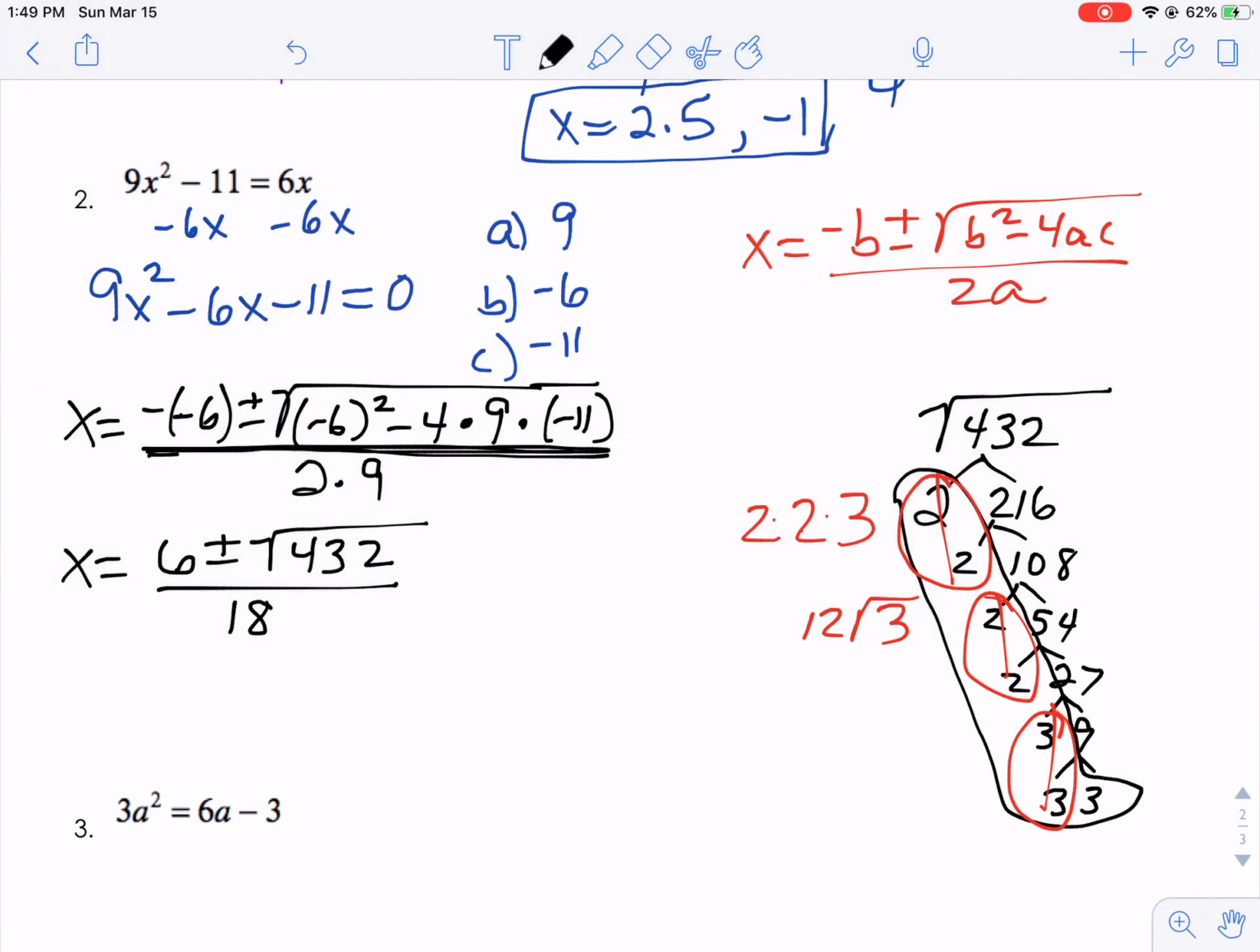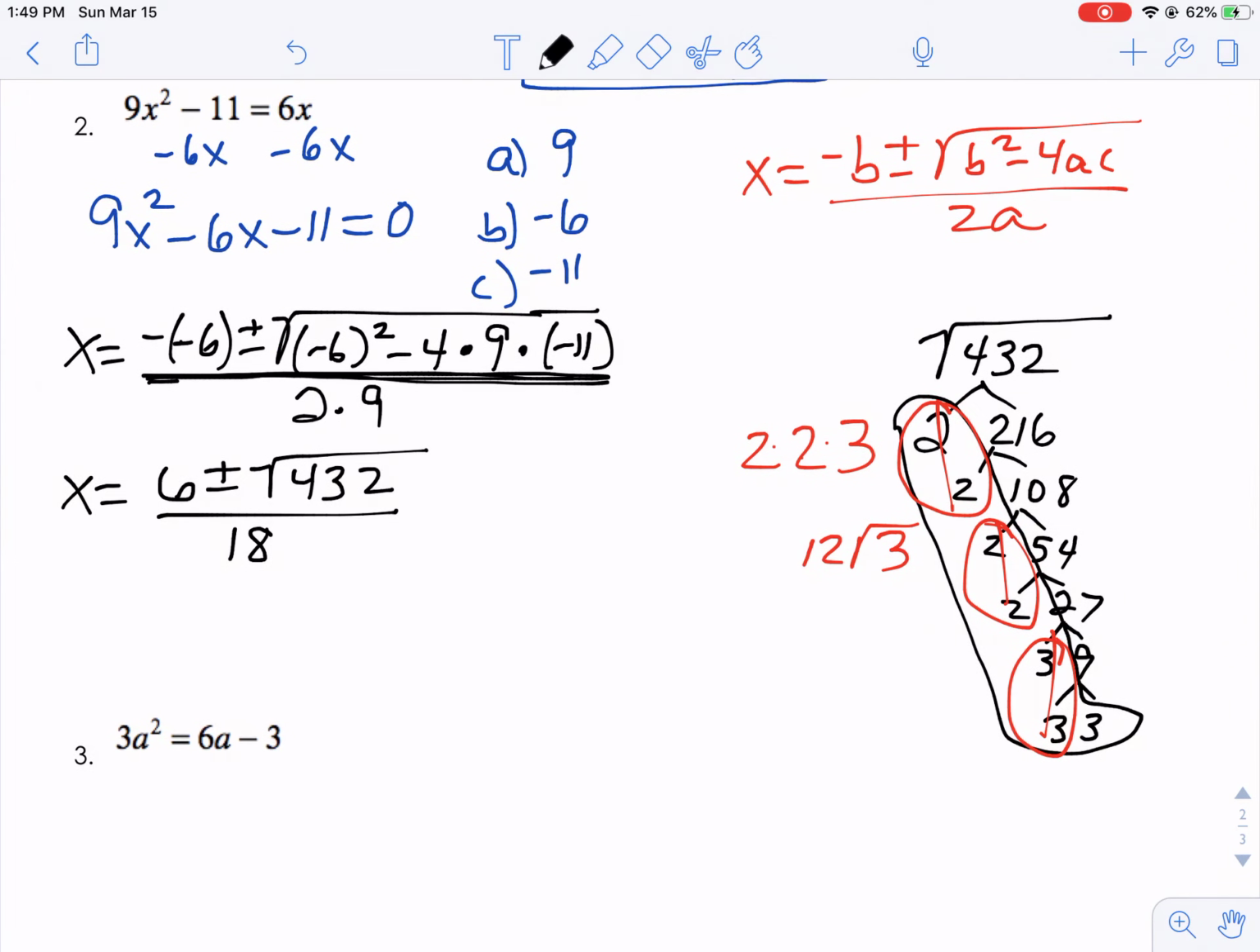So now I go back over to where I'm solving, and instead of the square root of 432, I'm going to write 12 square root of 3 all over 18. Now, if they say simplest form, you've got to keep going. If they don't say simplest form, we actually could have stopped on the step before, but they do often say simplest form. Now, you actually have 3 terms here. You've got the 6, you've got the 12 root 3, and you've got the 8.